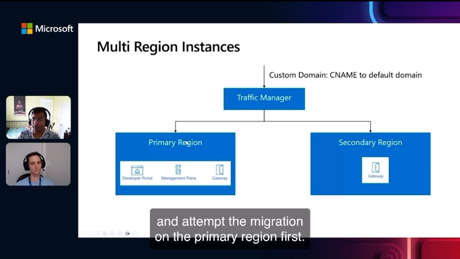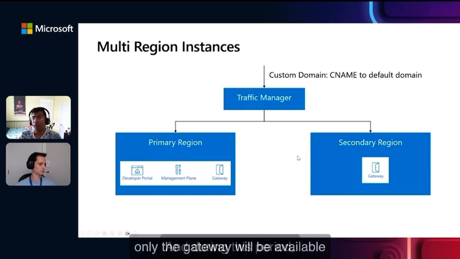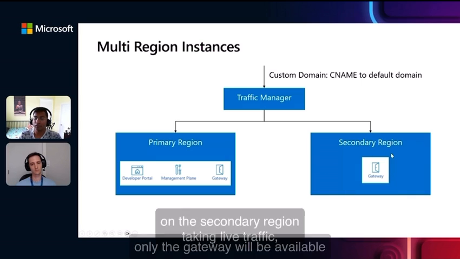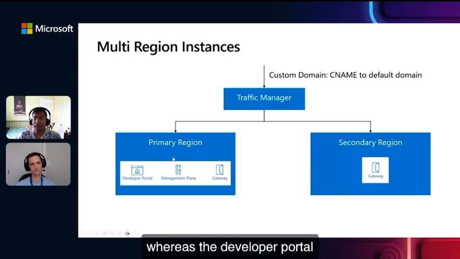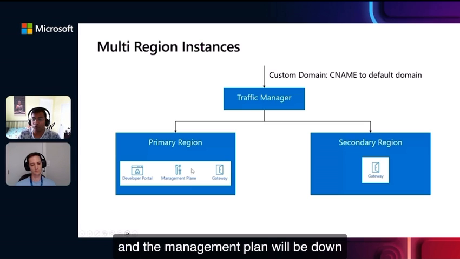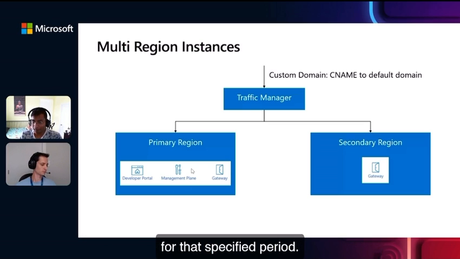and attempt the migration on the primary region first. And during this period, only the gateway will be available on the secondary region taking live traffic, whereas the developer portal and the management plane will be down for that specified period.